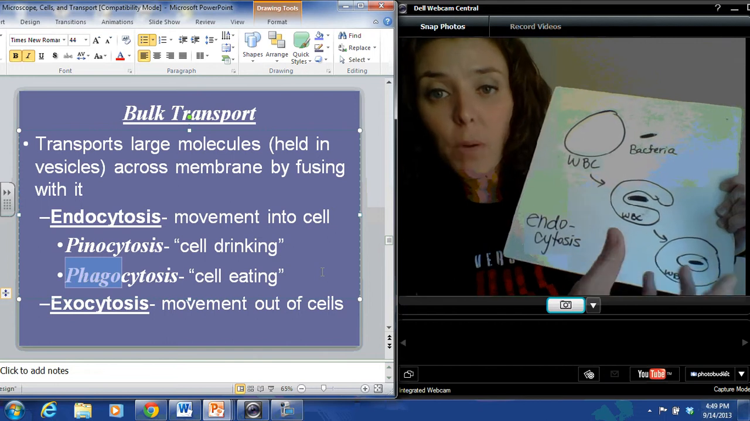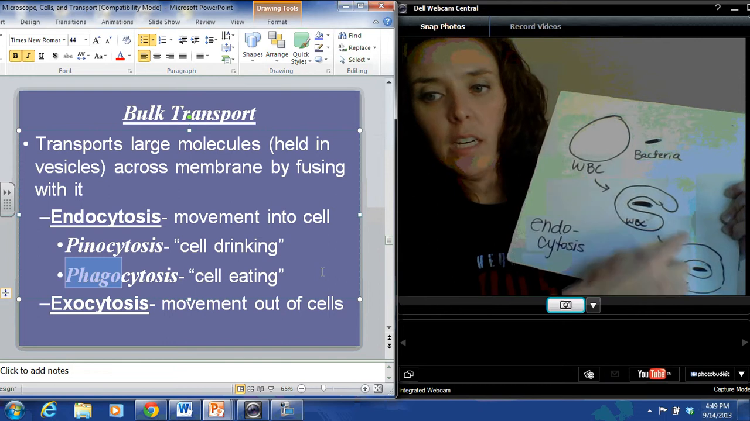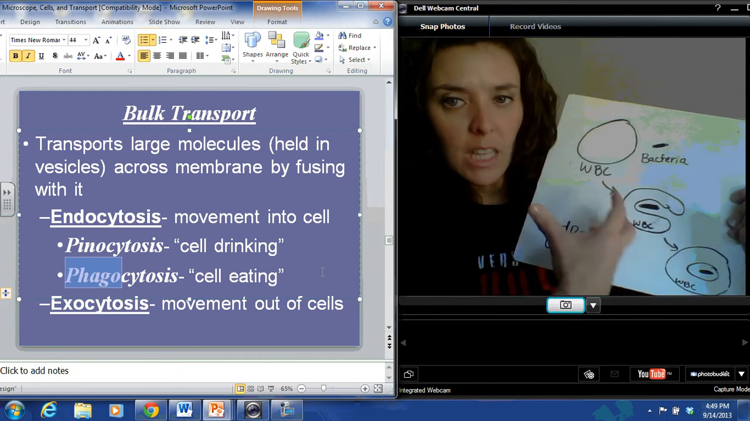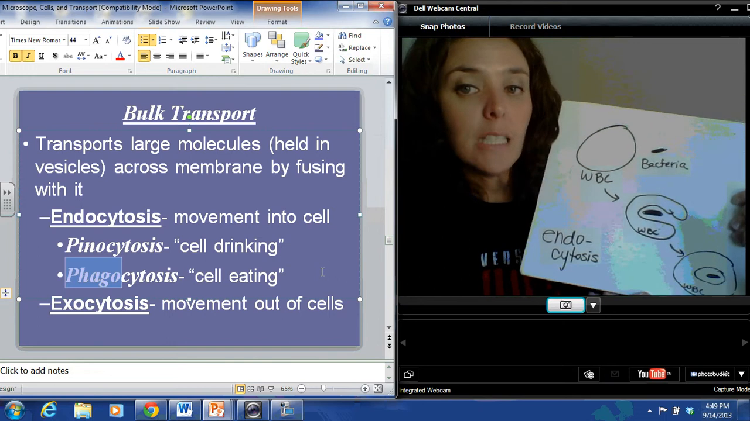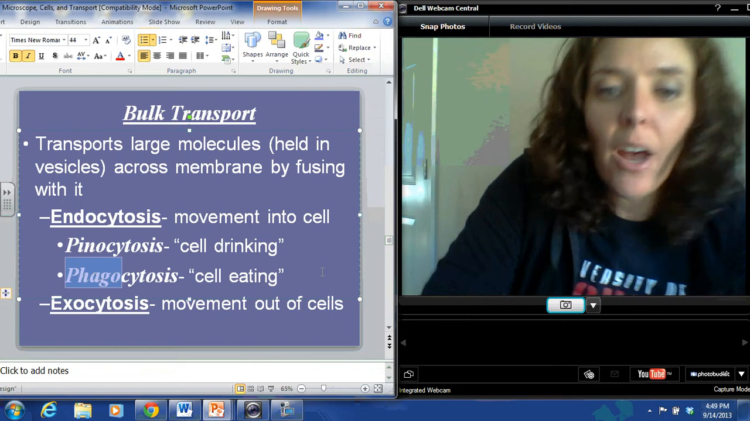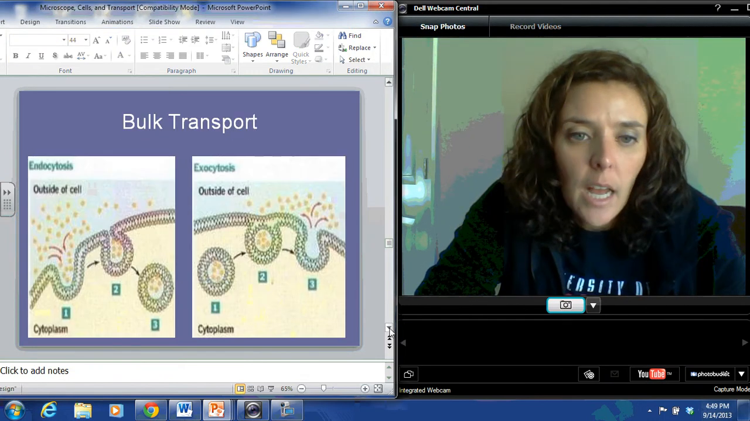Well, how do the waste products get out? Well, it's kind of reversing the arrows here. This vesicle will fuse with the membrane and then release the molecules from the cell, and that would be exocytosis. So that's movement out of the cell. And this next picture shows that pretty well.